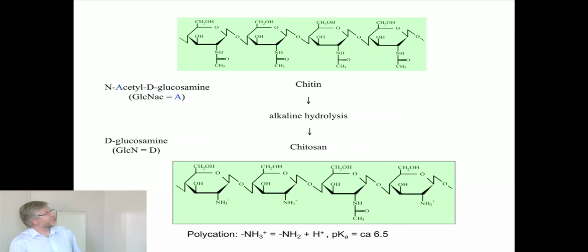So there is a nitrogen on position 2 linked to an acetyl group. Biochemists often abbreviate this by GlcNAc, especially in glycobiology textbooks. Chitosan people call it A for the acetyl group.